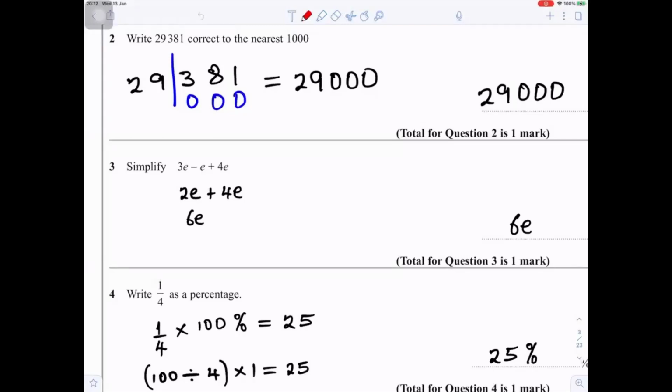Question number 3. Simplify 3e minus e plus 4e. So minus and plus are the same in BIDMAS. In terms of which one you do first doesn't really matter. So do 3e minus e, it gives you 2e. 2e plus 4e, it gives you 6e. So the answer is 6e.